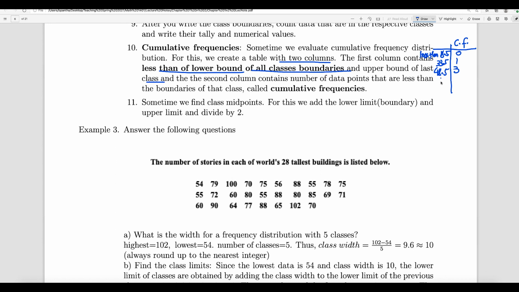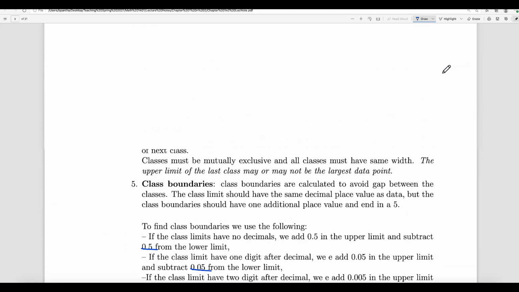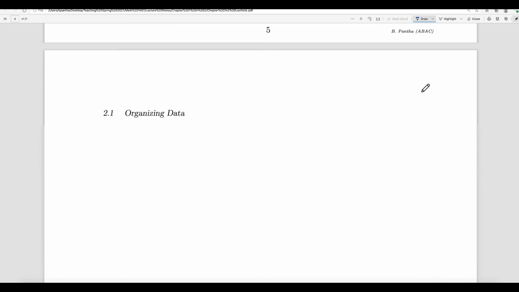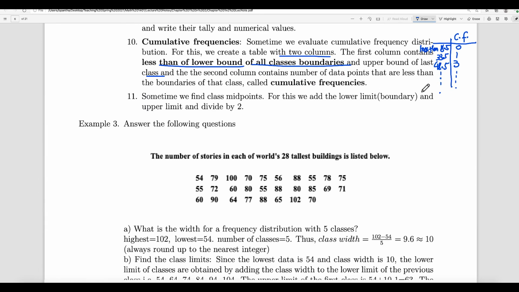Basically, how do we find the cumulative frequency? You start to add the frequencies, okay? So for the very first one it is 0, less than 33.5 is 1, and less than 48.5 will be 1 plus 2, which is 3, and so on. Less than 18.5 is 0, less than 33.5 is 1, less than 48.5 is 1 plus 2, then 3 plus something, and you keep adding the frequencies, okay? We'll see it in an example, no worries.